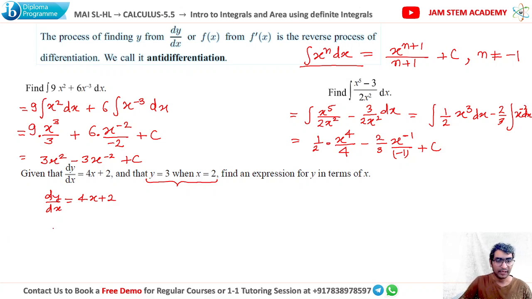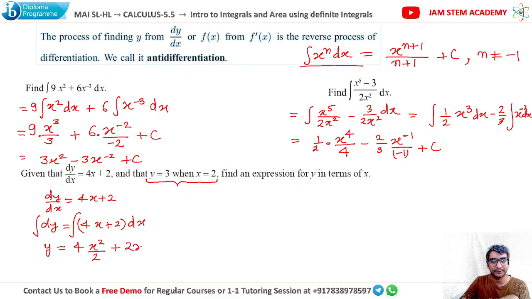Okay. So if I integrate it, what will I get? We have dy equals (4x plus 2) dx. Now, if I integrate it, on the left side, I'll get y equals, and for this side, I will have 4 times the integration of x, which is x squared by 2, plus, now the integration of 2, what is that? 2x, correct? Integration of 1 is x, because the derivative of x is 1, plus c, where c is the constant of integration.